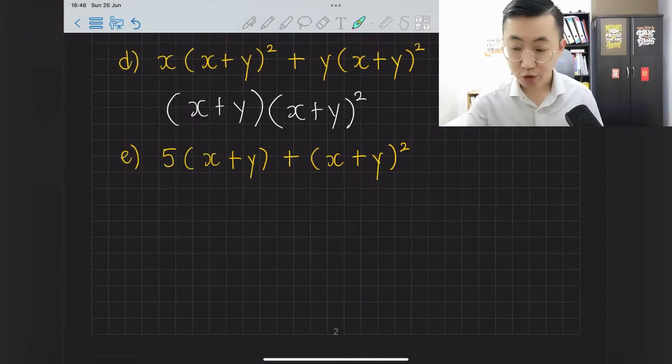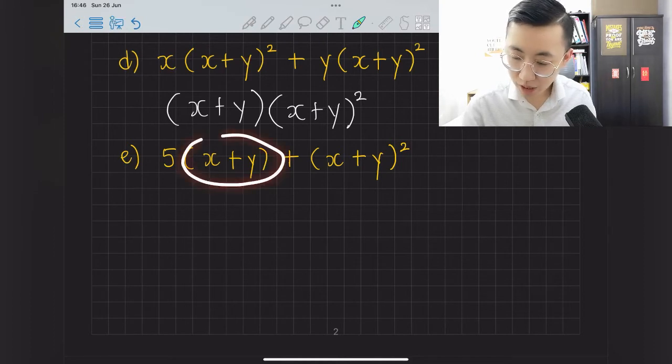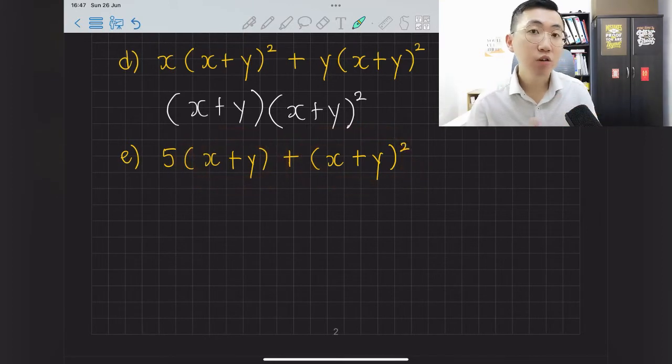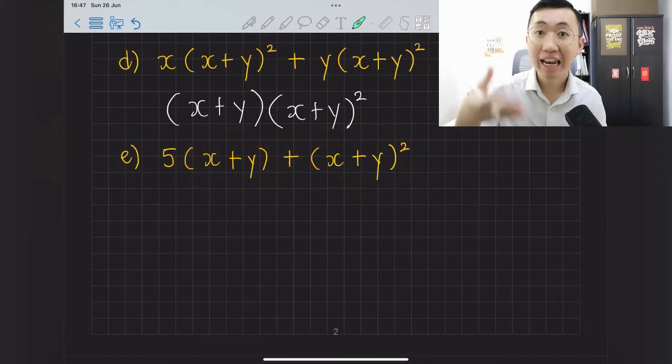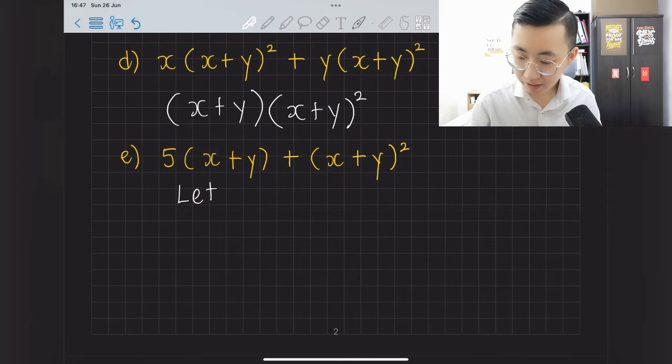Okay, let's look at question E. E is very different from question D because the powers are not the same. So you look at the bracket, this is actually power of 1, and then this bracket right here is actually power of 2. If you stumble across questions like this, you need to use let. Okay, you have to borrow an algebra. Let me show you how to do it. So you're going to write let. Okay, and then copy the bracket x plus y be something else.